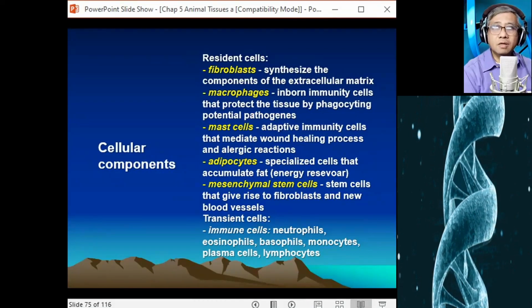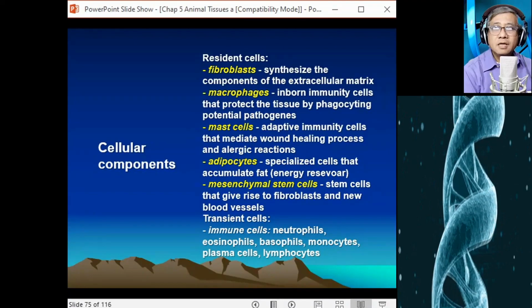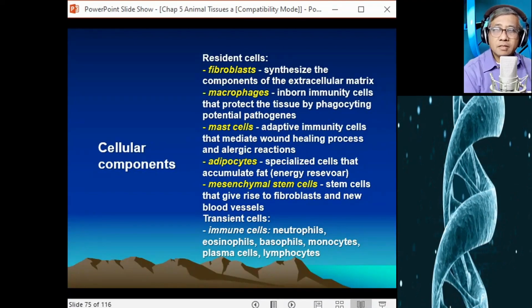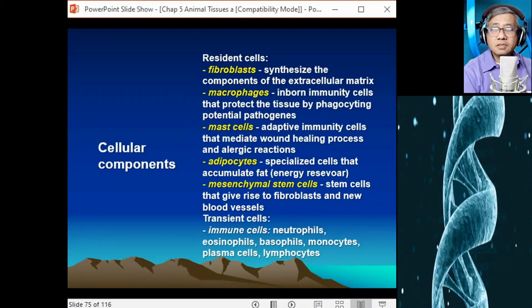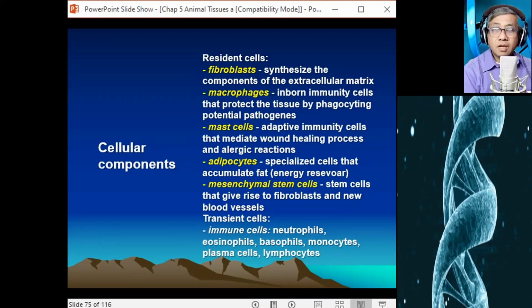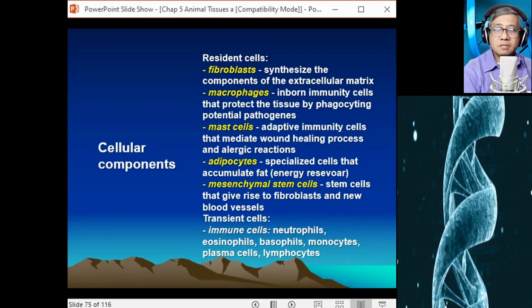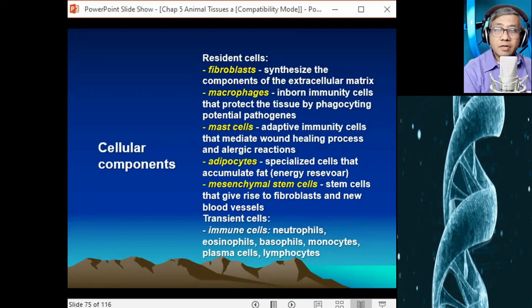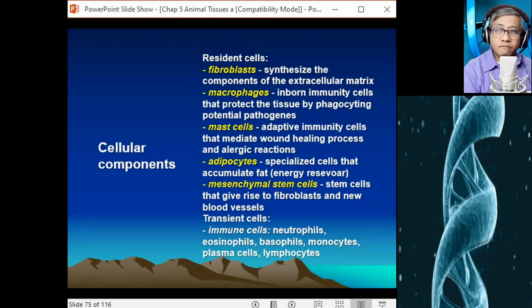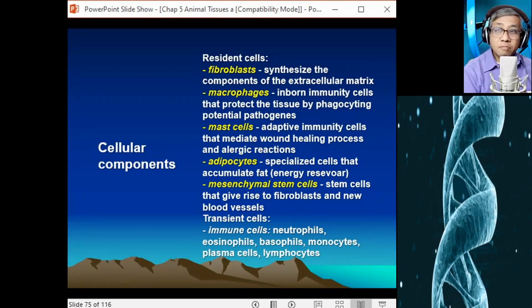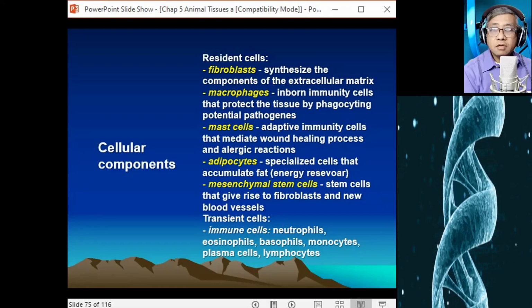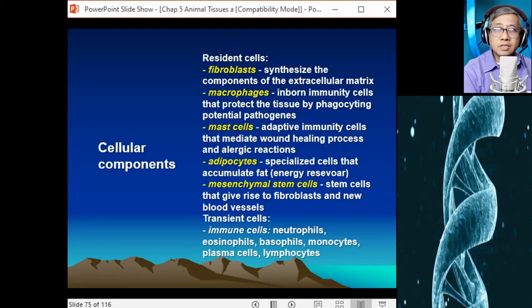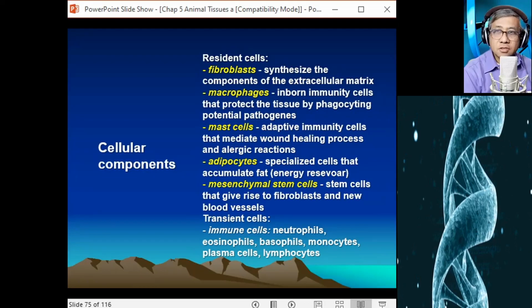Again, so we have the fibroblast cells. These fibroblast cells synthesize the components of the extracellular matrix. Okay, then we have the macrophages. They are involved in maintaining immunity, cells that protect the tissue by phagocytosing potential pathogens.